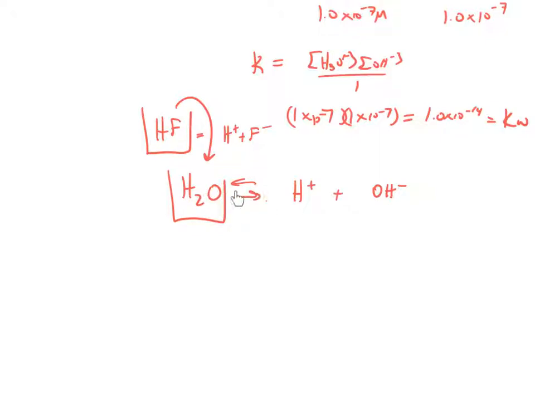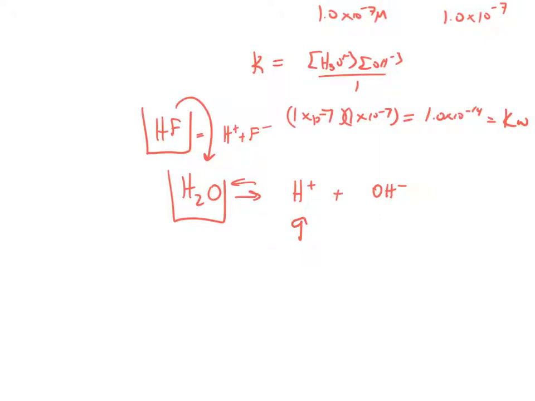Now, pure water is at dynamic equilibrium, so it's reached this state where H plus and OH minus are creating H2O, and H2O is creating H plus and OH minus. But what happens when you add HF to the pure water is you introduce the water to an excess of H plus. So the concentration of this goes up a little bit.